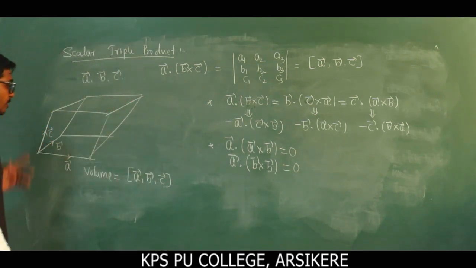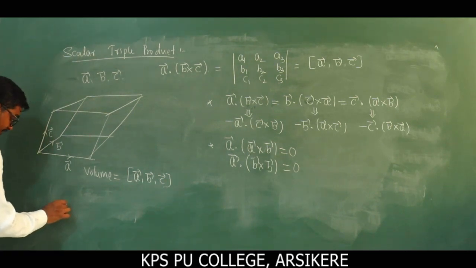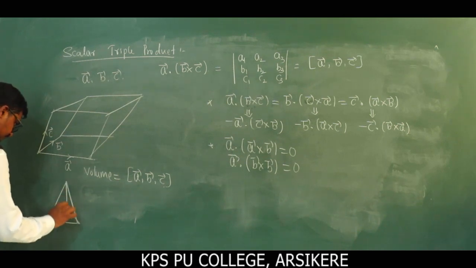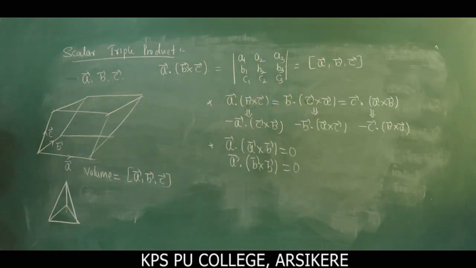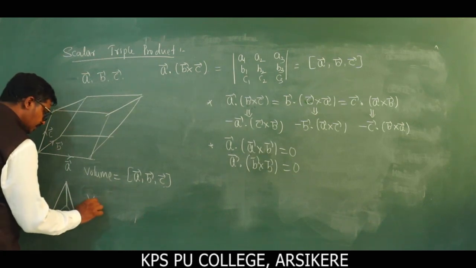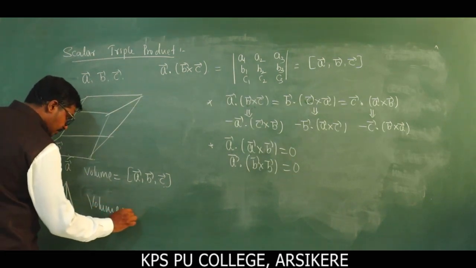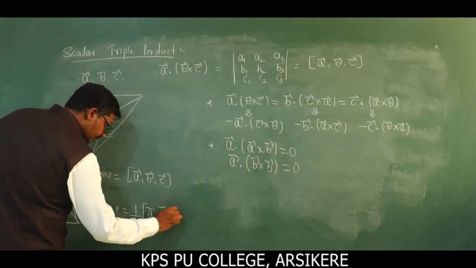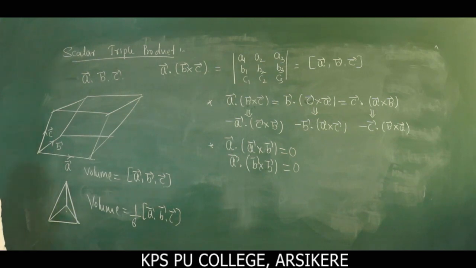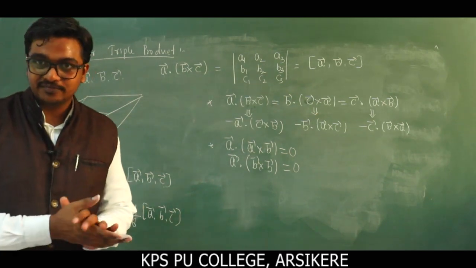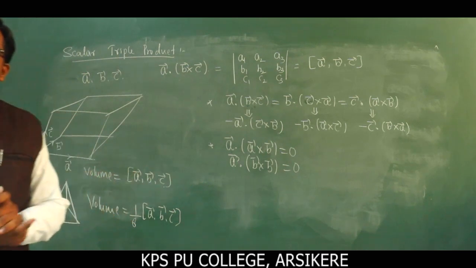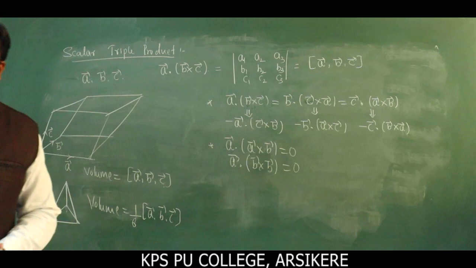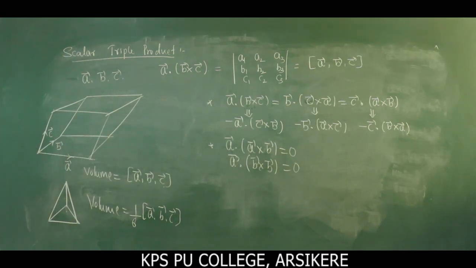This is the parallelepiped. And we have another one, tetrahedron. Similarly here also, the volume of a tetrahedron becomes 1/6 times the scalar triple product. This is the synopsis of vector algebra. Next we are going to discuss problems on vector algebra.